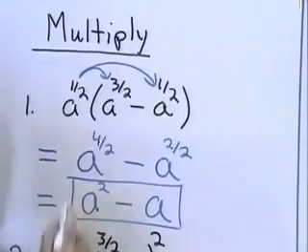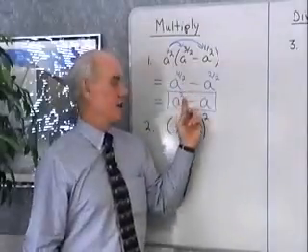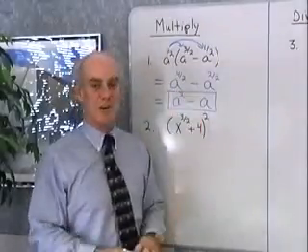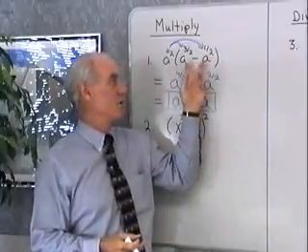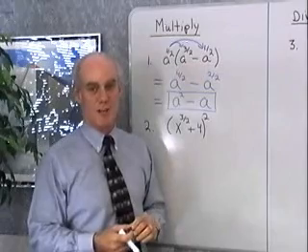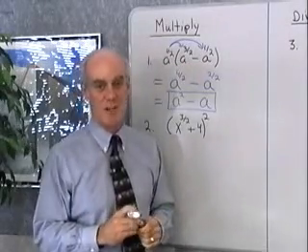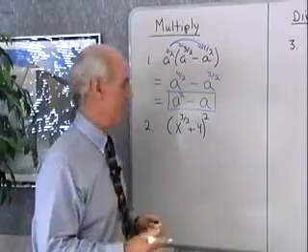Now I can reduce any of these exponents to lowest terms anytime I want, as long as I'm assuming that this variable is a positive quantity, which I'm doing. So anytime we see fractional exponents with variables like this, we're going to assume that those variables represent positive quantities. Here's our next problem.